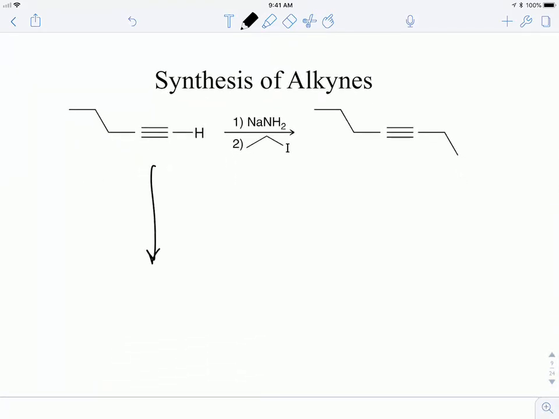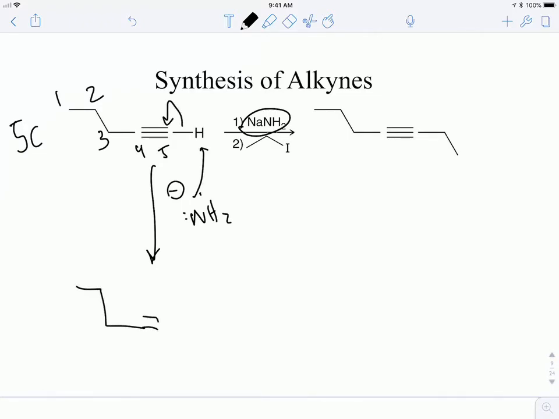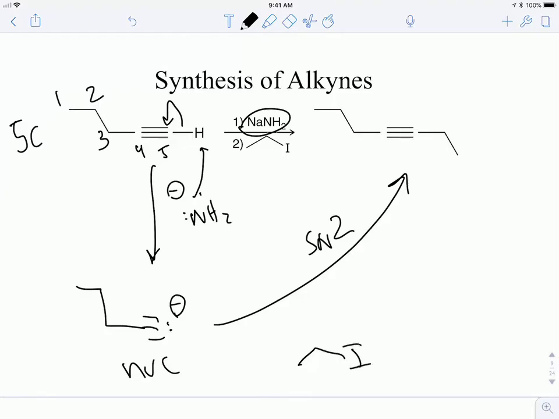Well, what we can do is take a terminal alkyne. This has 5 carbons in it, 1, 2, 3, 4, 5. We can deprotonate it with sodium amide to get a carbanion, which is going to look like this. This, remember, we said is a good nucleophile. So if we want it to undergo an SN2 reaction, we'll add a non-hindered electrophile like this iodide.